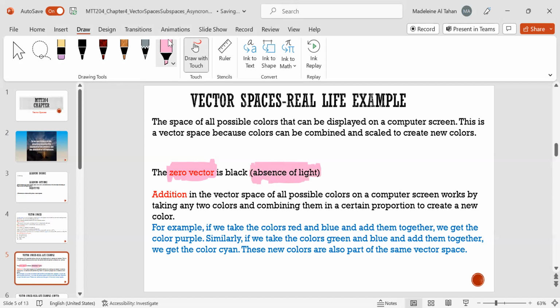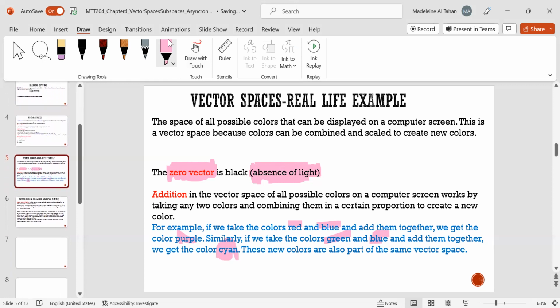Now, how does the addition of vectors happen? The addition works by adding any two colors and combining them in a certain proportion to create a new color. Like if we take the colors red and blue and add them together, we will get purple. It's again a color, right? And if we take the color blue and green, we will also get another color. Okay, this is regarding addition.